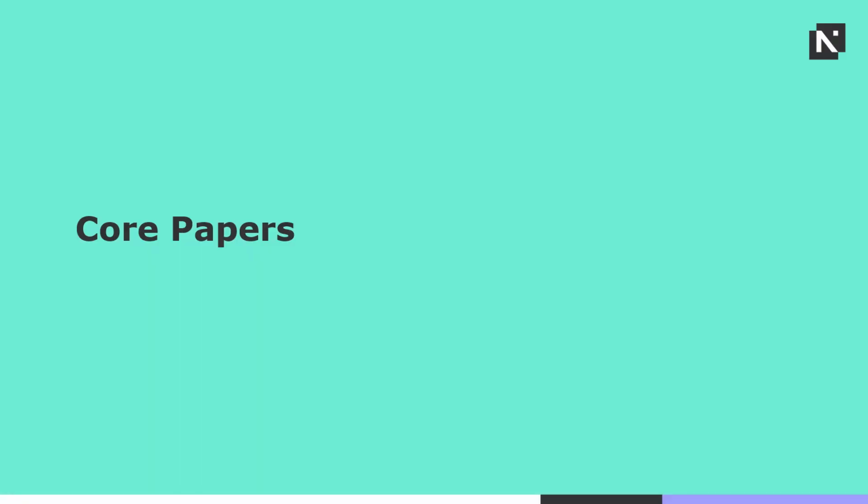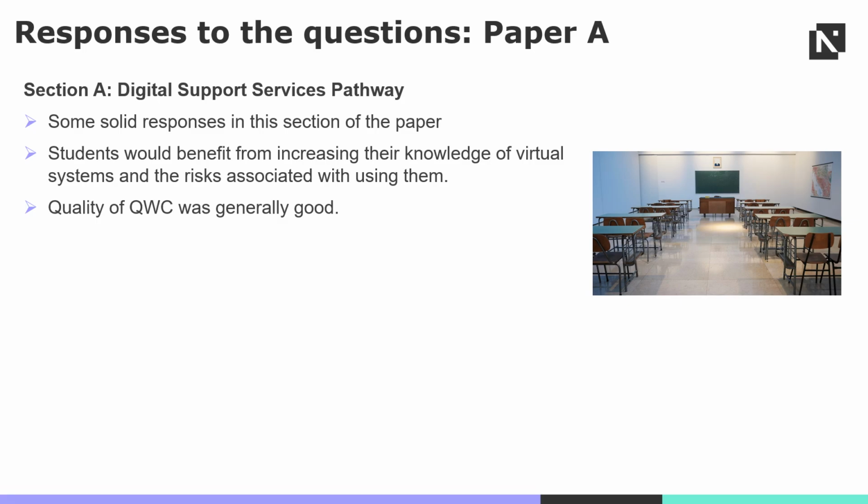Now we'll explore the core papers in more detail. In section A of paper A, it was good to see that many students performed well, being able to identify and explain a range of factors relating to business context and culture. In question 8, it was highlighted that providers would benefit from increasing students' knowledge of virtual systems and the risks associated with them. Overall, the 15-mark question was answered well. The quality of written communication as a whole was good.